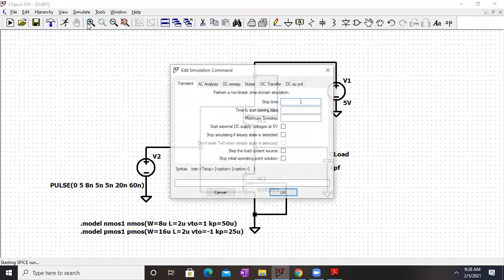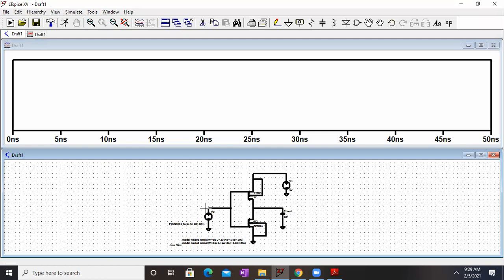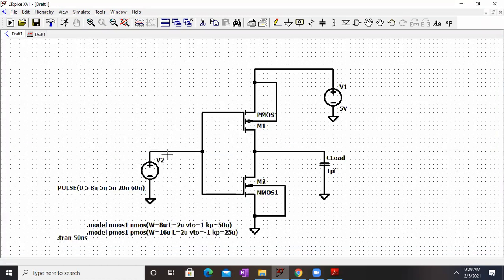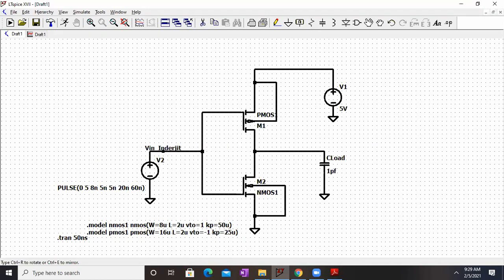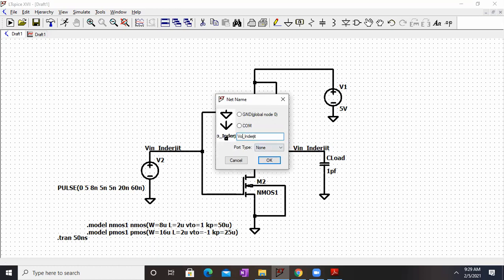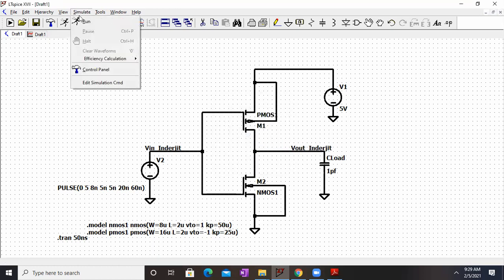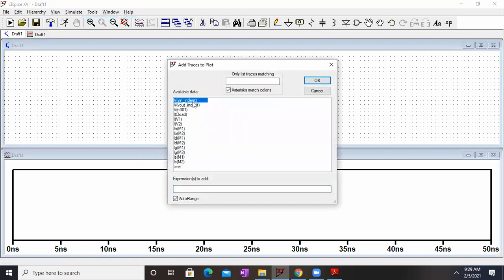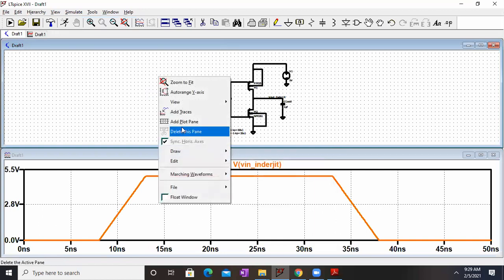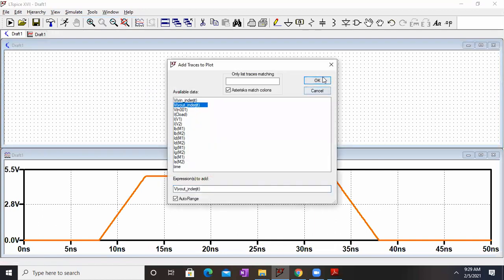So we'll click on simulate, click on run, and the stop time we have to give it around, let's say, 50 nanoseconds. Also before doing that, we have to label the input and output nodes. So this is V in, the name you can give. So this is my input, and this is my output. I have labeled it. So this is V out. Now I will go to simulate, click on run, and here I will add trace and plot V in. So this is my V in, and next I will plot the V out.